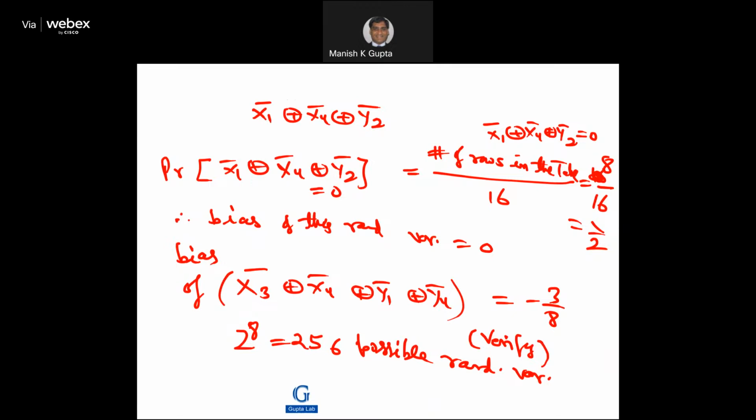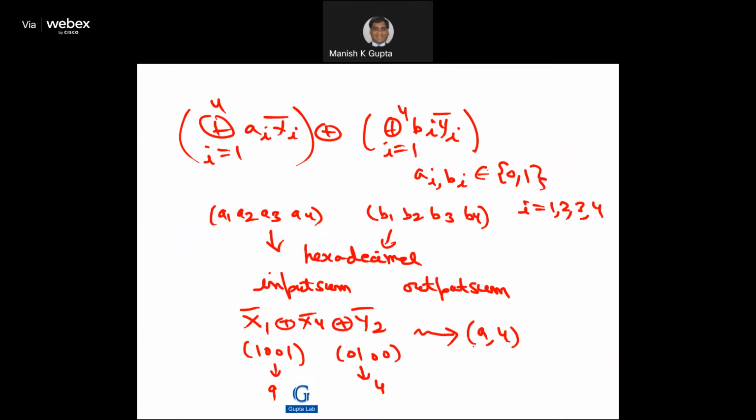Similarly, as an exercise, you can compute the bias of this, and it turns out that this is minus 3 by 8. So I leave it as a verification for you. You need to look at the table for the possibilities when this will give you 0, right? Now there are 2 raised to power 8, 256 possible random variables. We can actually do these calculations.